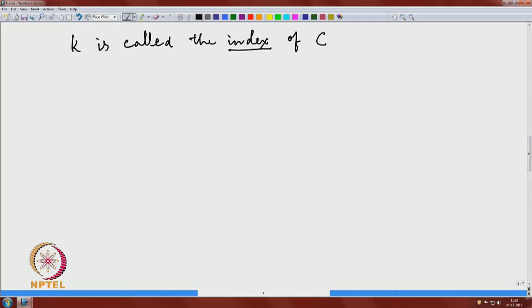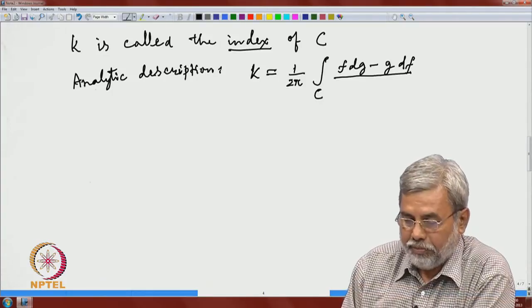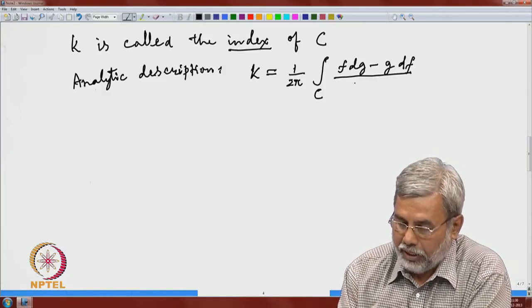So the analytical formula for this K, the analytical description. So K is equal to 1/2 pi times a contour integral over C of F dG minus G dF. This is just by taking the angle. Angle is in terms of arc tan of G by F, and then you work out, and this will be the definition.